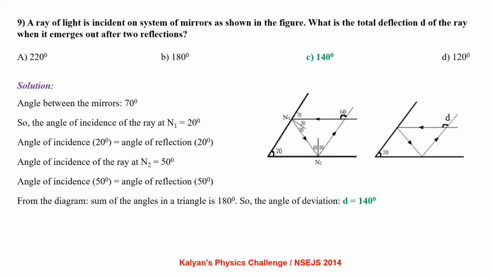From the diagram, the sum of the angles in a triangle is 180. So the angle of deviation D equals 140 degrees.